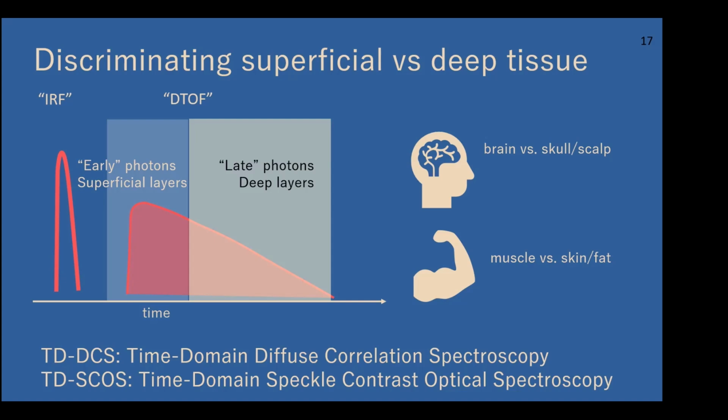So by using this pulsed light and time domain techniques, we can combine our diffuse correlation spectroscopy as well as speckle contrast optical spectroscopy, and we get out time domain diffuse correlation spectroscopy and time domain speckle contrast optical spectroscopy.